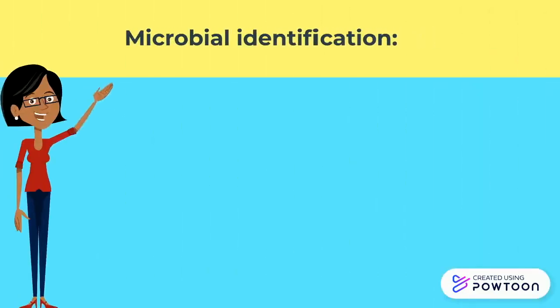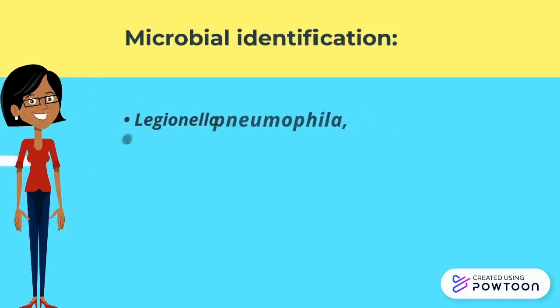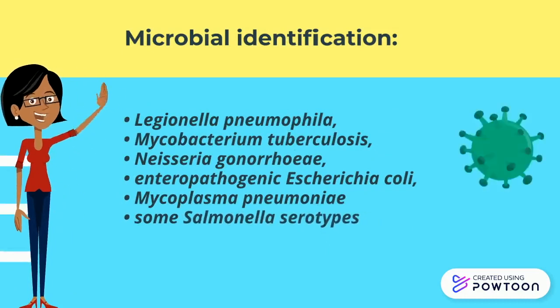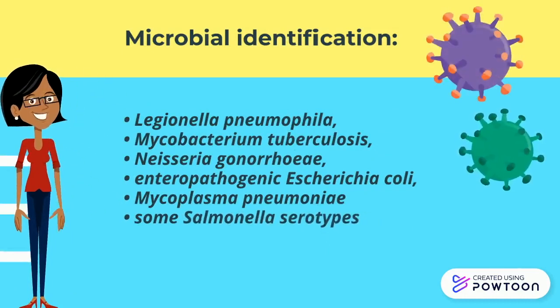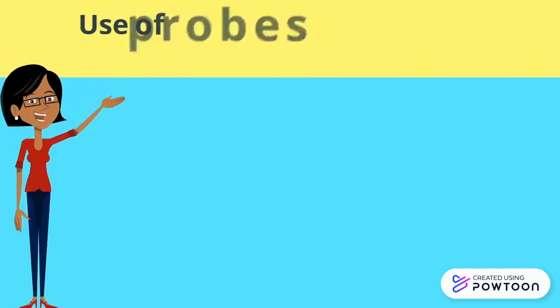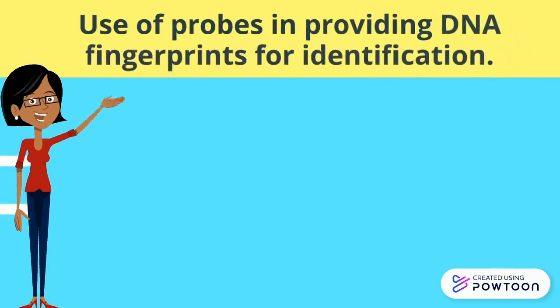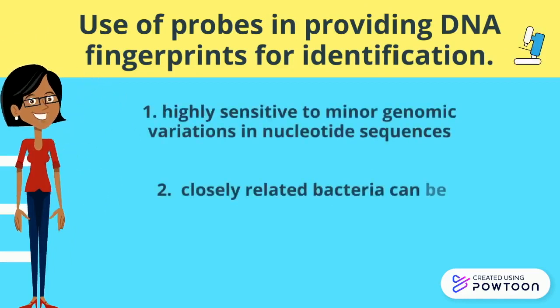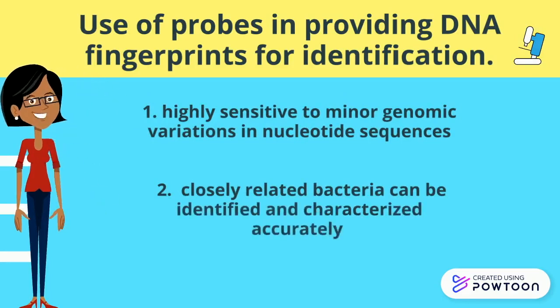For microbial identification, there are currently different diagnostic tools available to detect different types of bacteria such as Mycobacterium tuberculosis, E. coli, and Mycoplasma pneumoniae. Therefore, we can use DNA probe technology for providing DNA fingerprinting for identification because it's highly sensitive to minor genomic variation in nucleotide sequences, and closely related bacteria can be identified and characterized very accurately.